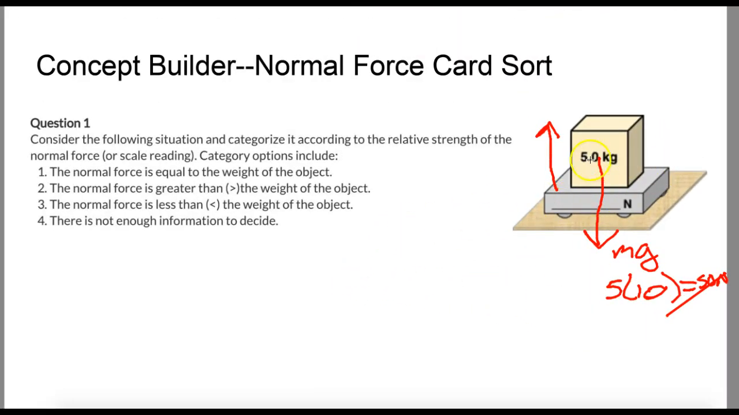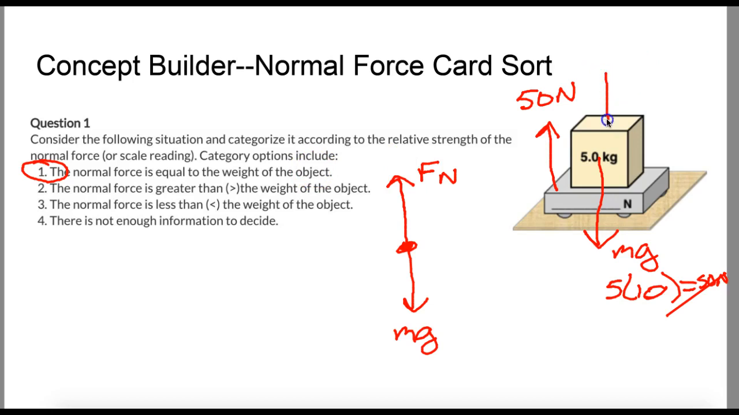And because it's sitting on top here, we know that this should also be equal and opposite. So that is 50 newtons. How do I know all this? Because if I draw my free body diagram, mg is down on this one, and then this one is going to be the normal force, and it is pointing up. And notice that they should be equal and opposite because there's nothing pushing this down really hard. It's not getting dropped on top of it, those types of things. So here we're going to say that the normal force is equal to the weight of the object.